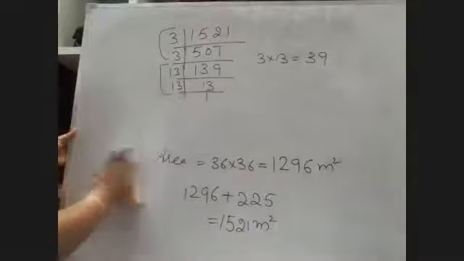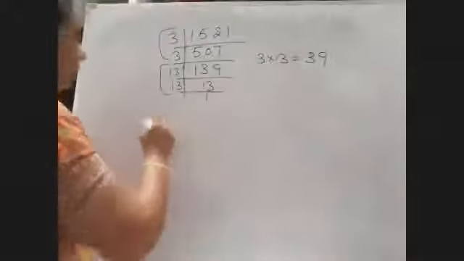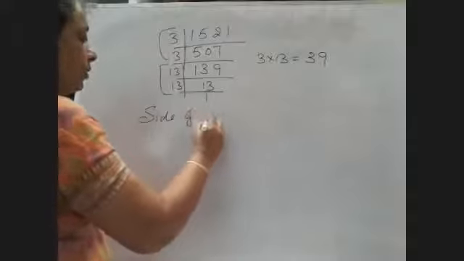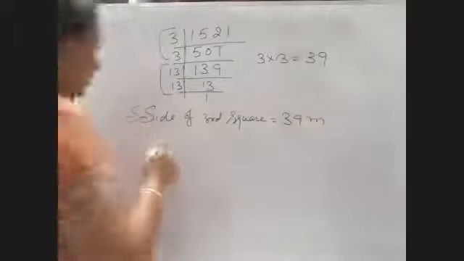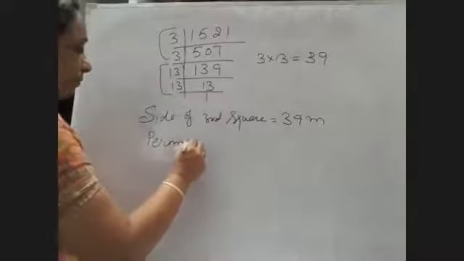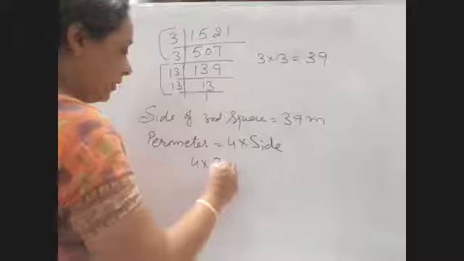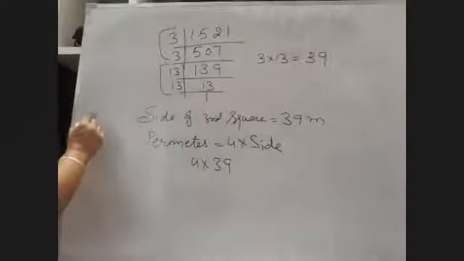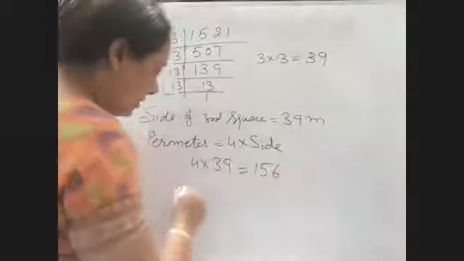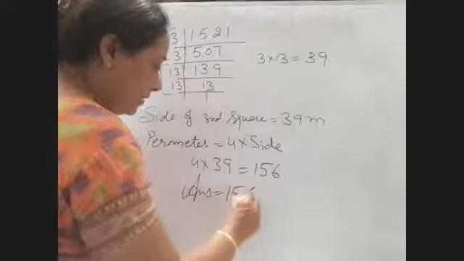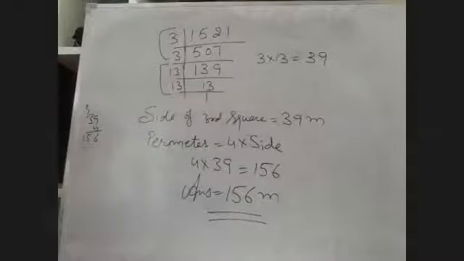Now find its perimeter. The side of the third square is 39 meters. The perimeter is 4 times the side, 4 multiplied by 39, which is 156. So your answer is 156 meters. Yes, friends, that was the last question of exercise 3.3.